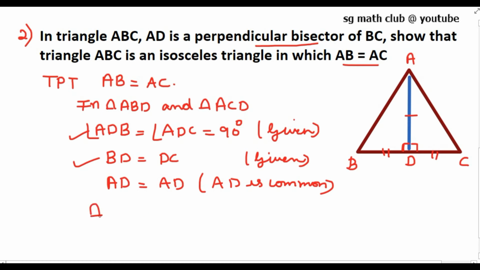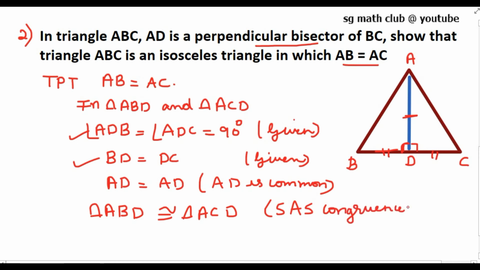So these two triangles are congruent by SAS congruence rule. Side, angle, side. You can see side, again angle, side. SAS congruence rule, these two triangles are congruent. So finally I can write AB equals AC because it is the corresponding parts of the congruent triangles.